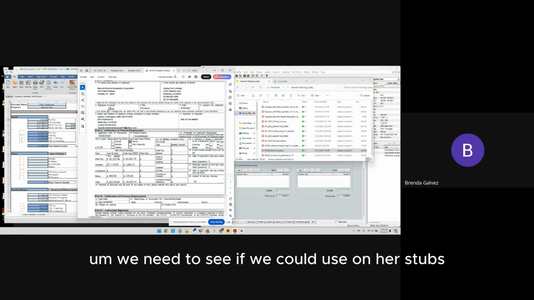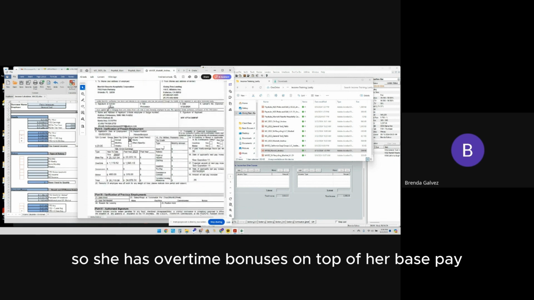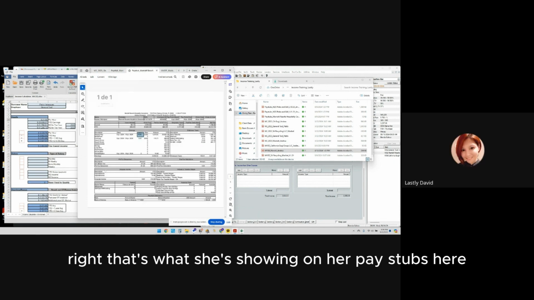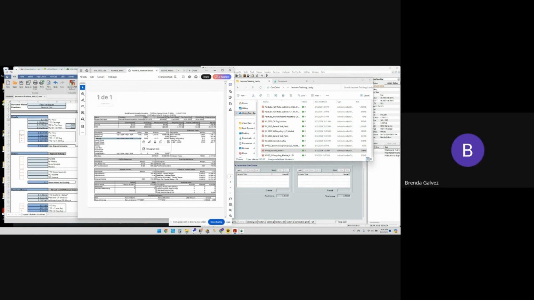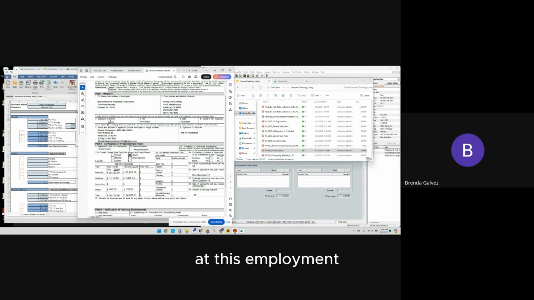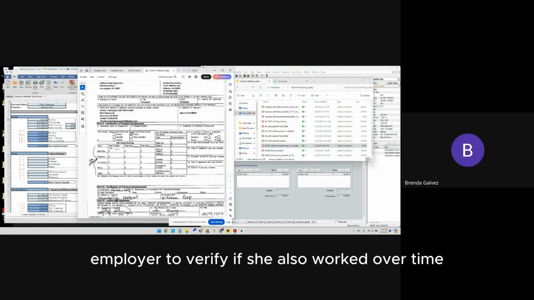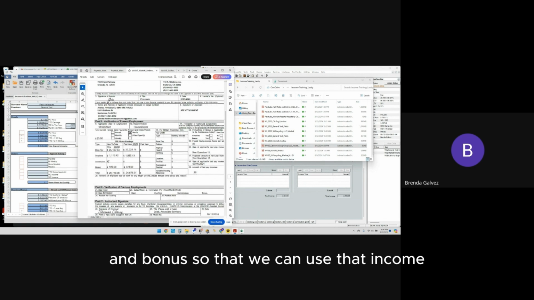We need to see if we could use on her subs. So she has overtime and bonuses on top of her base pay, right? That's what she's showing on her pay stubs here. However, because she recently started working at this employment, we have to get the verification of her previous employer to verify if she also worked overtime and bonus so that we can use that income.